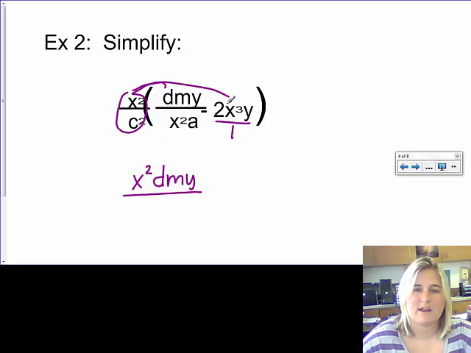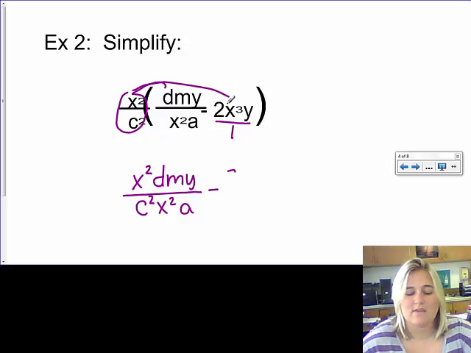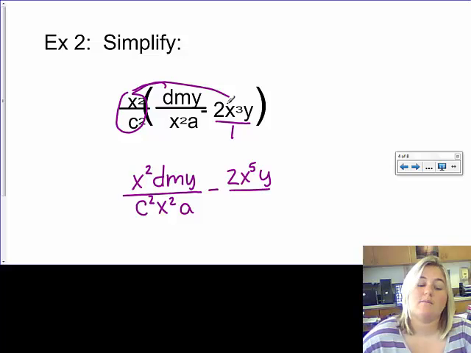On the bottom, I don't have any like bases either. I have c, x, and a. So I'm just going to tack all this together. C squared x squared a minus, on top, I have 1 times 2, which is just going to give me a 2. I have x squared times x to the third. Remember, when I multiply by the same base, I add the exponent, so I have x to the fifth y over c squared times 1 is just c squared.